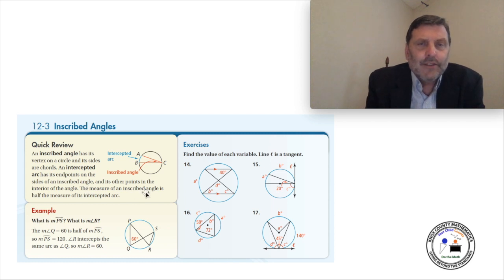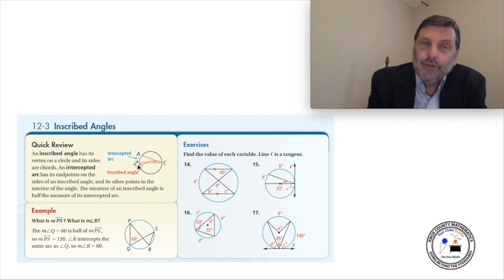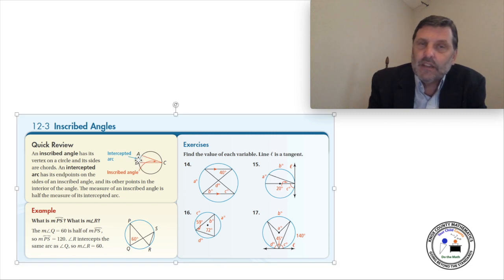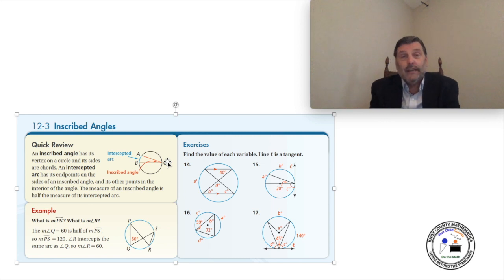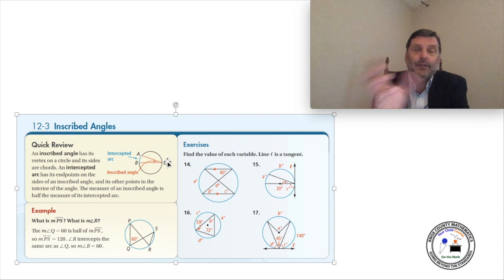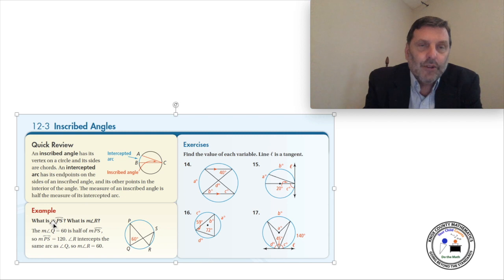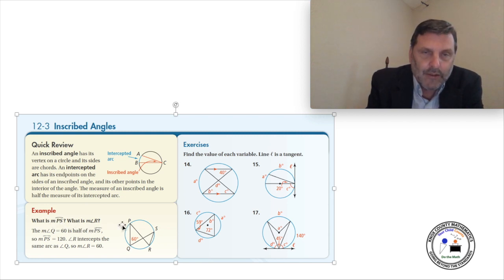The measure of an inscribed angle is half the measure of the intercepted arc. So if you tell me that the intercepted arc is, for example, 10, that means the angle formed by that intercepted arc is 5. There's a relationship. So they're asking, what is the measure of PS? Measure with an arc over PS. Measure this PS right there.